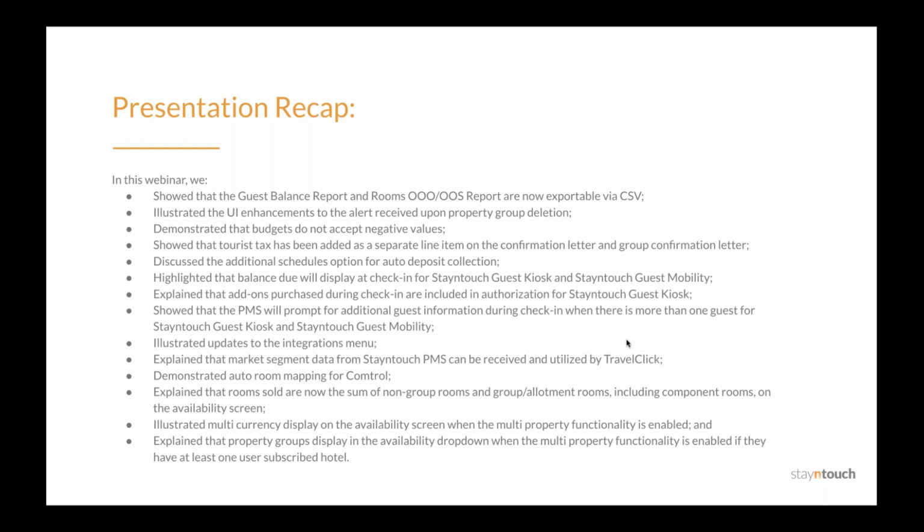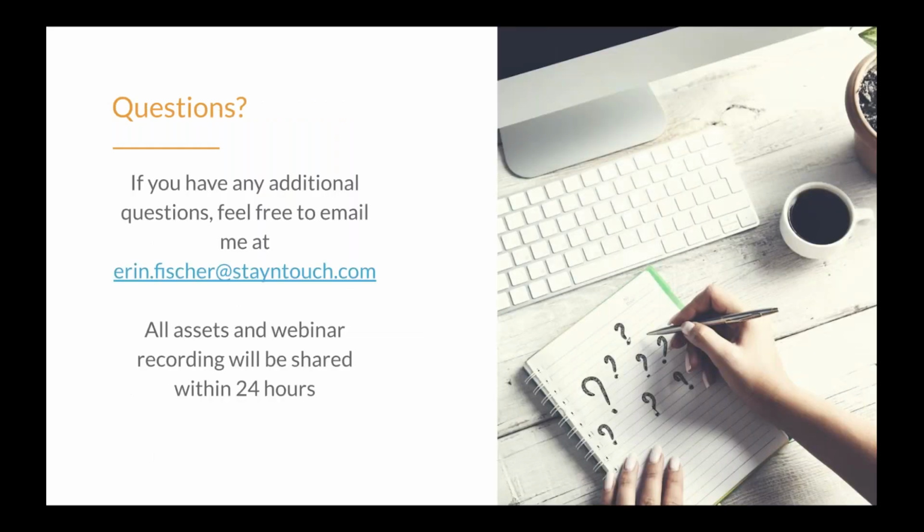explained that rooms sold are now the sum of non-group rooms and group allotment rooms, including component rooms, on the availability screen, illustrated multi-currency display on the availability screen when the multi-property functionality is enabled, and finally explained that property groups display in the availability dropdown when the multi-property functionality is enabled if they have at least 1 user subscribed hotel.